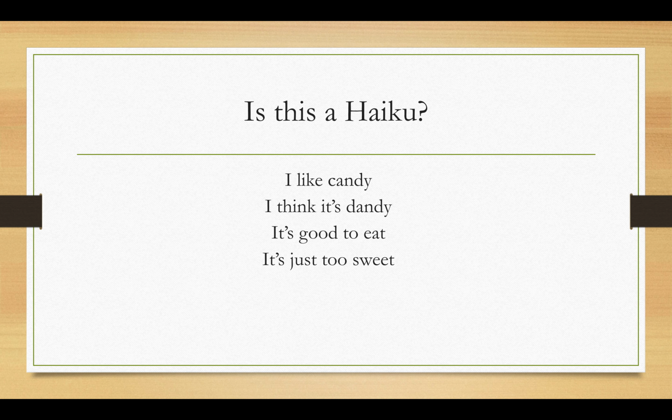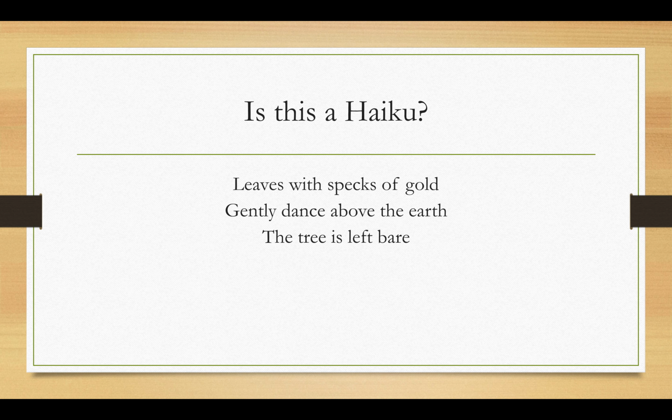So I like candy is only 4. I think it's dandy, that's 5. It's good to eat is 4. It's just too sweet, oh, that's 4. So this is not a haiku. So a haiku must have 3 lines, and it must go in a 5-7-5 pattern for the syllables.